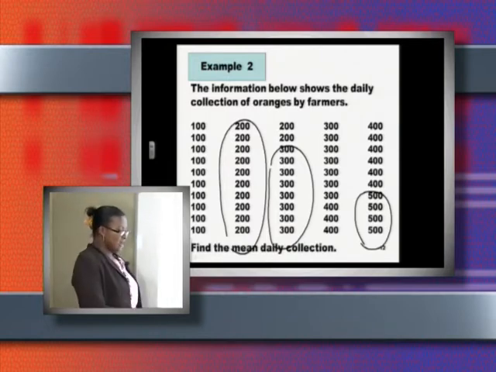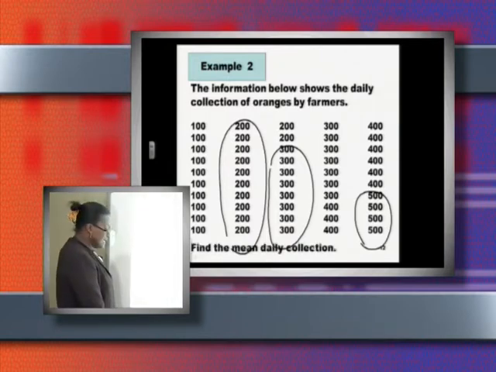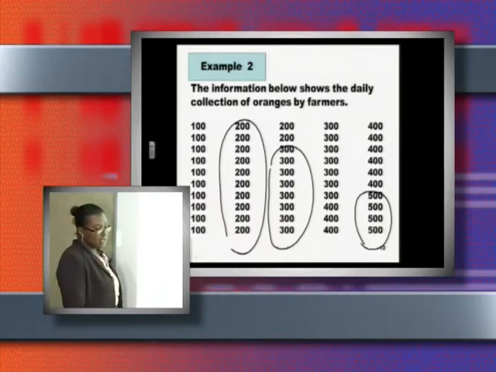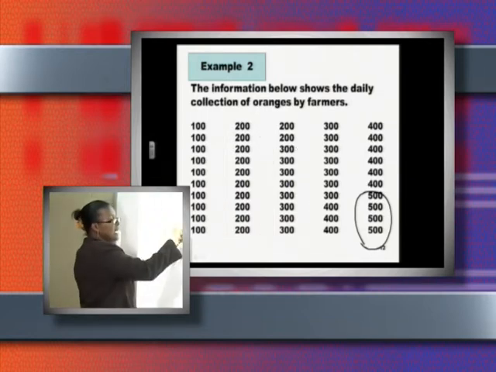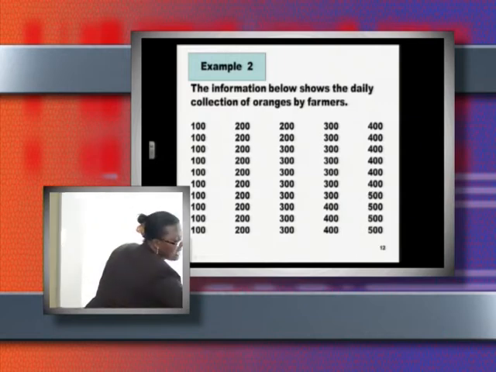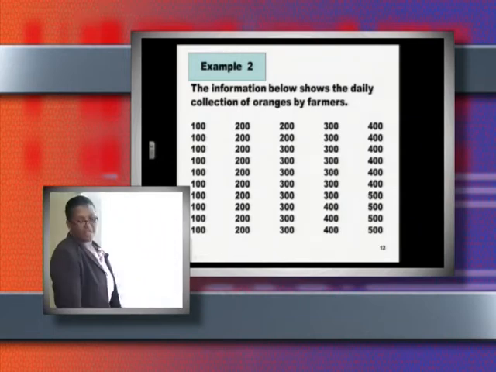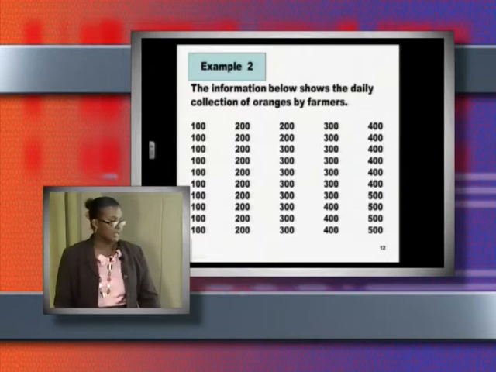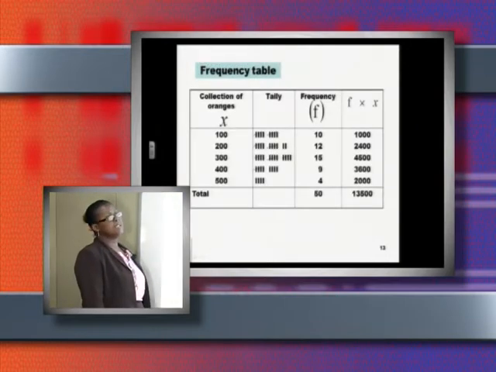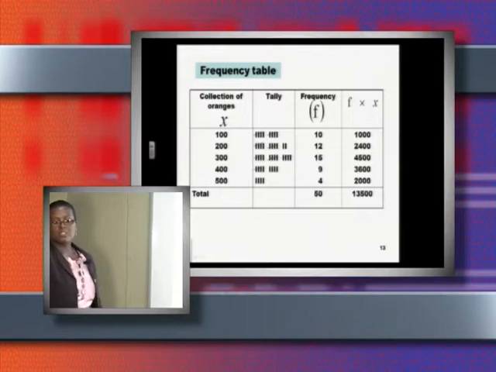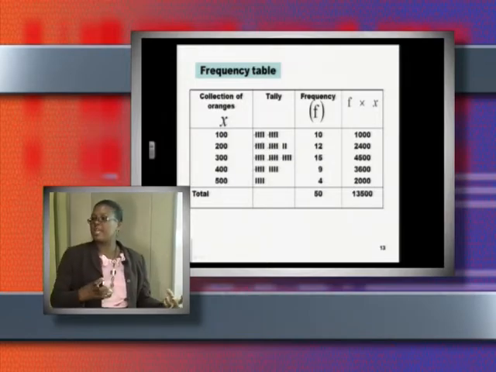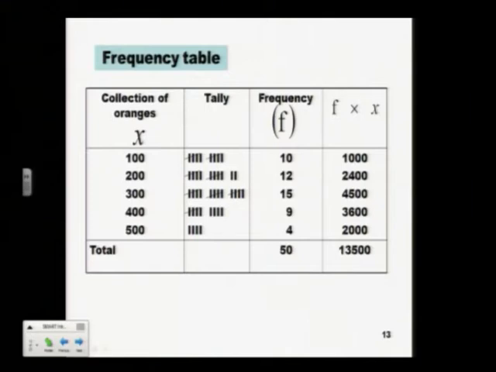Now our aim here is to find the daily collection. But the daily collection that we want must be a figure that represents all the farmers. So we want to find the mean. So here we have our frequency table. What we did, we took the information that we had and we summarized it. We have 10 farmers collecting 100 oranges per day. Then we ended up with 4 farmers collecting 500.